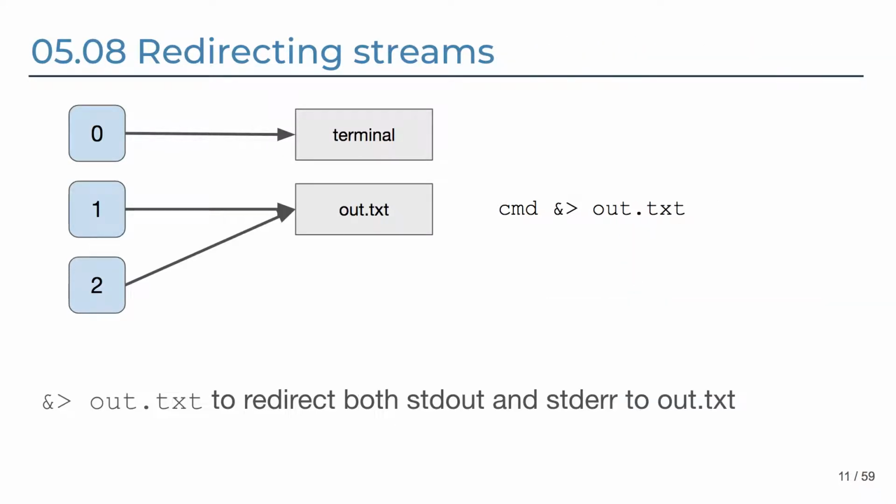So what is being redirected here? This is basically a shortcut to direct both standard out and standard error to out.txt, so both streams write to the same file. However, they don't interleave the characters. For example, if this writes hello and world, you will either have hello and then world, or world and hello, but you won't have some mix-up of the characters. So basically the write is atomic.